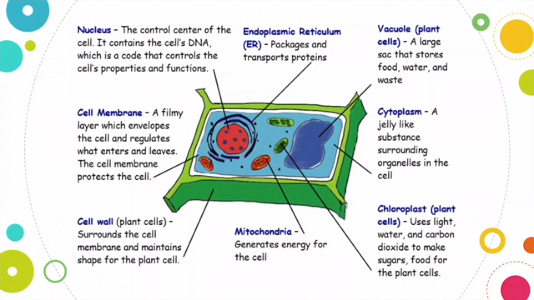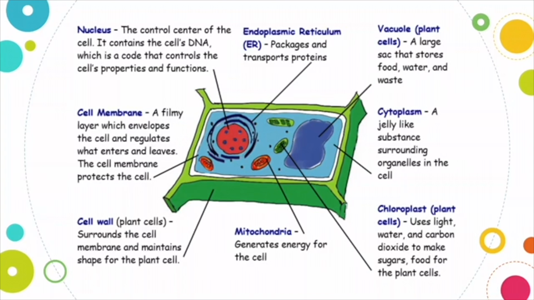Cell walls are only found in plant cells. Animal cells, including yours, do not have cell walls. The cell membrane is a filmy, slimy layer which surrounds the entire cell, just like the cell wall. Only remember, the cell wall is also around the cell membrane. The cell membrane regulates what enters and leaves. It also protects the cell.